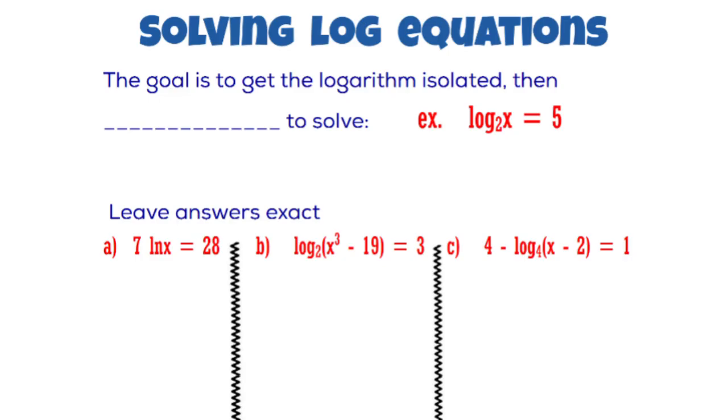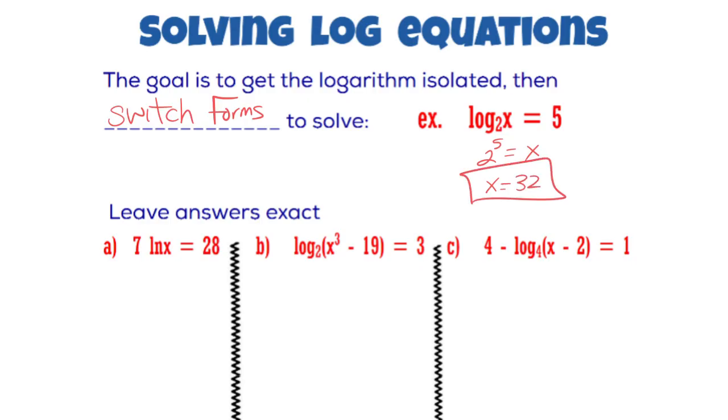Well, kind of like before, I'm going to try to get the logarithm isolated, and then I am going to switch forms. This time I'm going to switch it to an exponential. If I can switch it to an exponential, then I can ideally solve it. So in this example here, this is just basic and simple. There's nothing going on except the log. Just switch forms. It's just 2 to the 5th is equal to x. Okay, so x is 32.